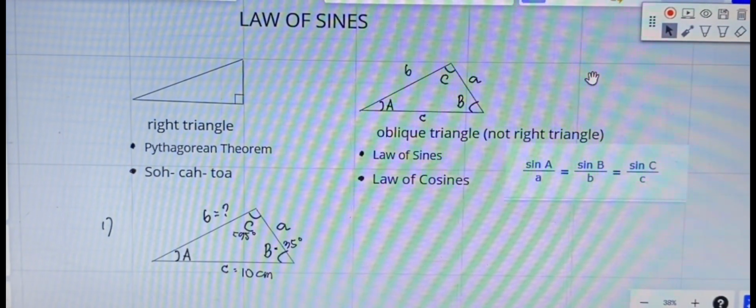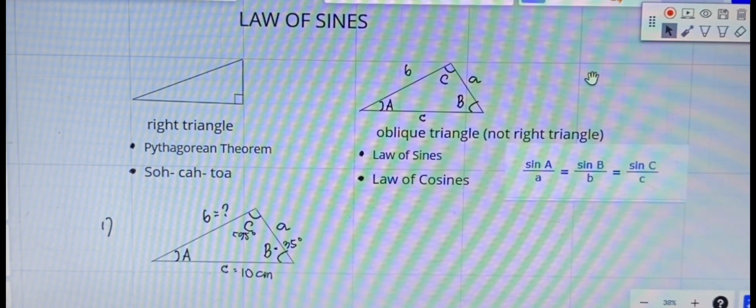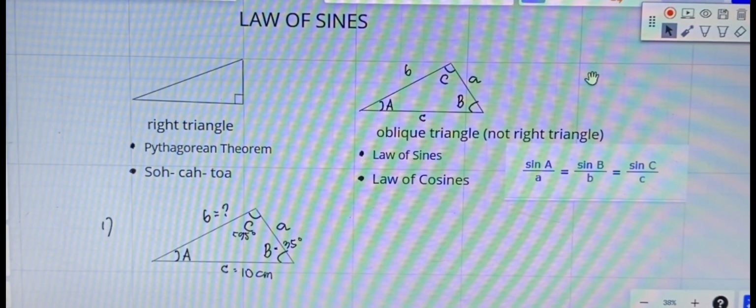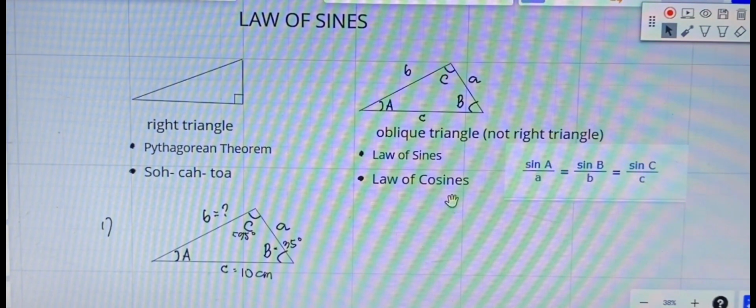Now let's learn the law of sines. When do we use the law of sines? If you have a right triangle, you use the Pythagorean theorem, or you can also use SOH CAH TOA. But if you have an oblique triangle, or let's say it's not a right triangle, you can use the law of sines or the law of cosines.